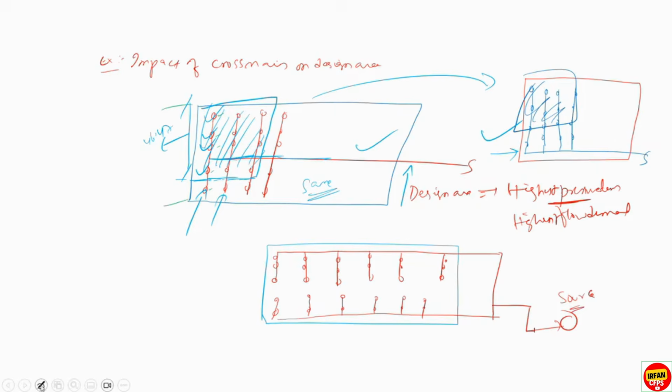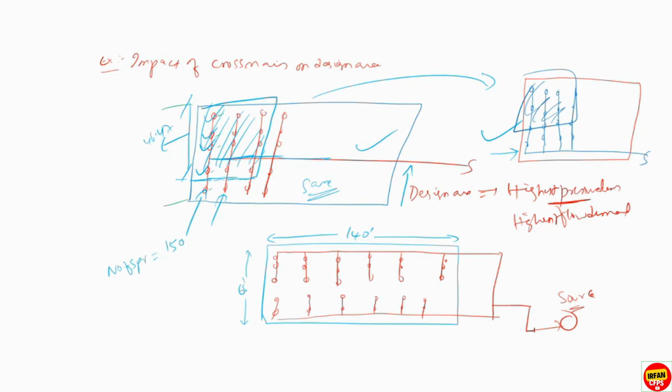Okay, so if you have two cross mains, how do you need to select the design area? Basically, the formula which I explained to you, everything is the same, but based on this formula, I will explain. Here you have, for example, 140 feet length and 65 feet width.